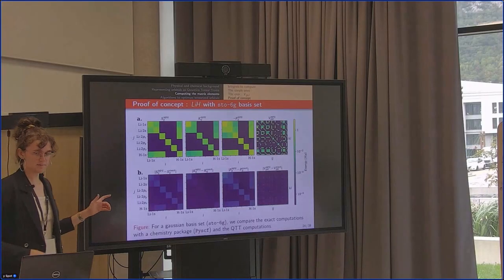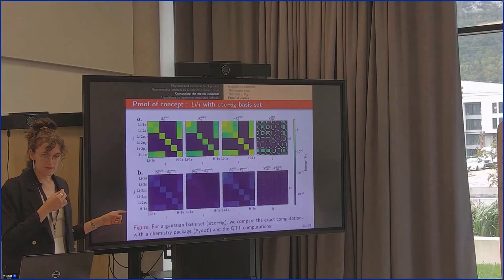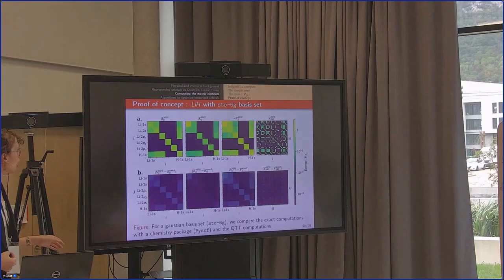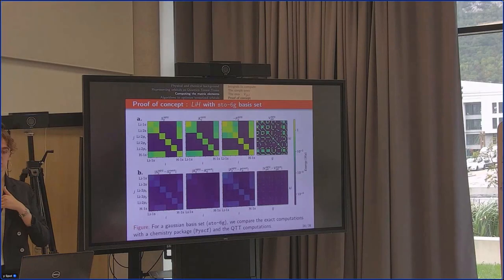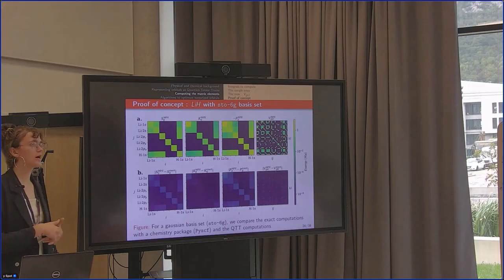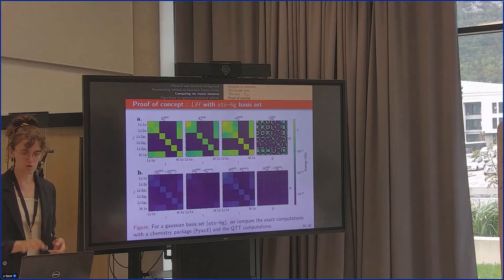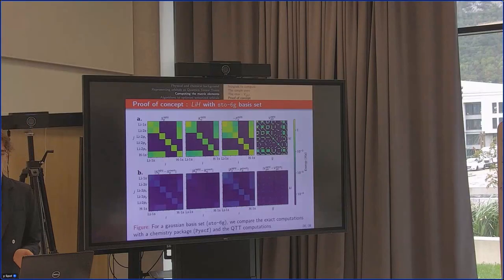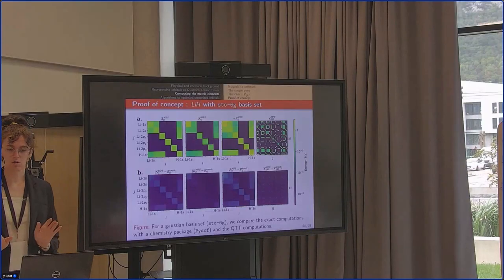And we see that we get accuracy that's 10 to the minus 5 or 3 on all the matrix elements. So this is completely satisfactory. We get the precision that we want on all the matrix elements. Then we can use a solver and get the final energy. That's not what this slide is about. But this means that we can replicate standard chemistry computations with our QTT methods.